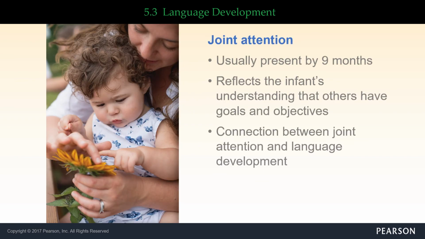Also, joint attention is utilized in both cognitive and language development. Usually this begins to show up by about 9 months, where the infant is looking where adults are looking, and they also try to initiate the adult looking where they're looking. So this reflects the infant's understanding that others have goals and objectives, and it's a connection between joint attention and language development. And so around 9 months, language development speeds up.